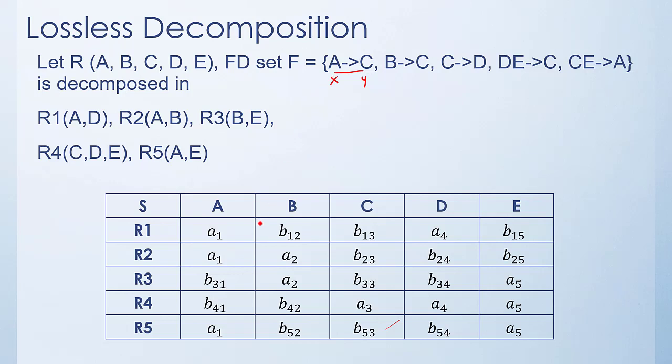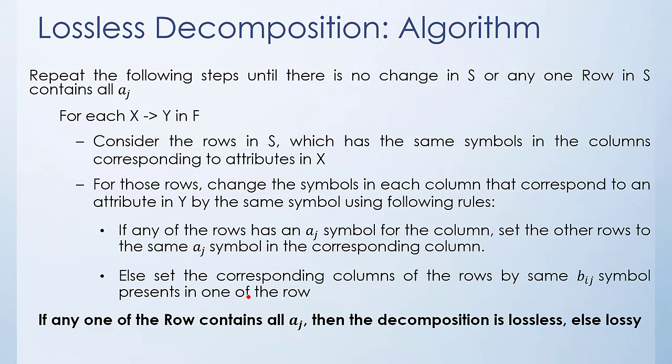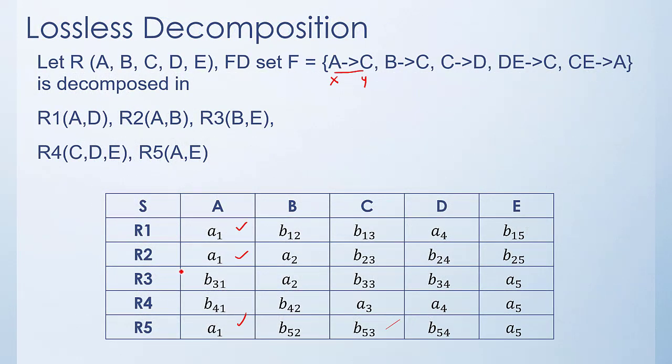So here this one and this one have the same symbol for A. For those rows, change the symbols in each column that corresponds to an attribute in Y to the same symbol, using one of the following two rules. If any of the rows has an Aj symbol for that column, in case of C, if any of the column values of these three rows is A3, then we are going to change all the values to A3.